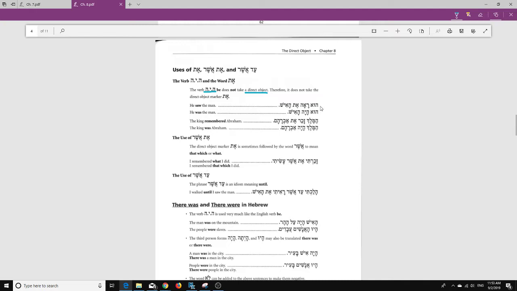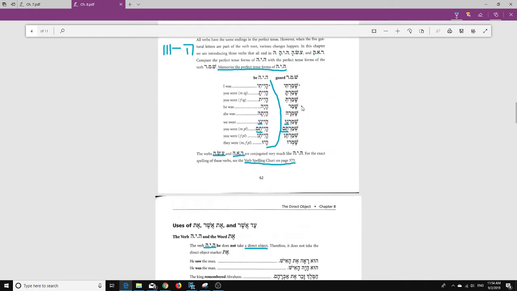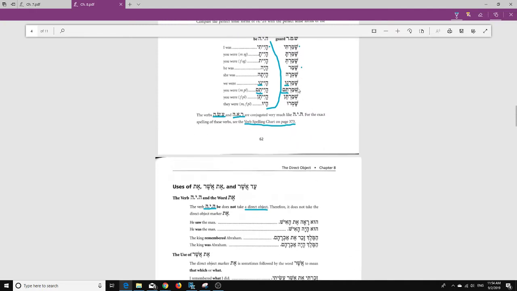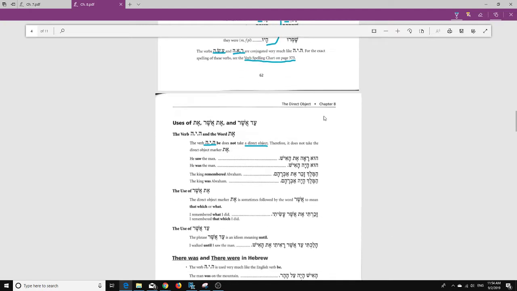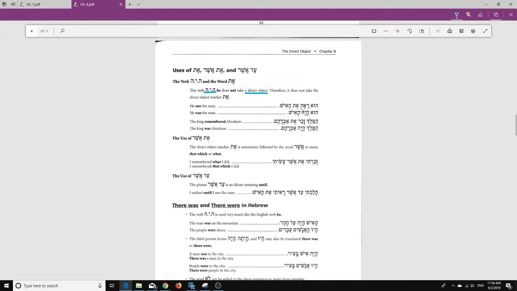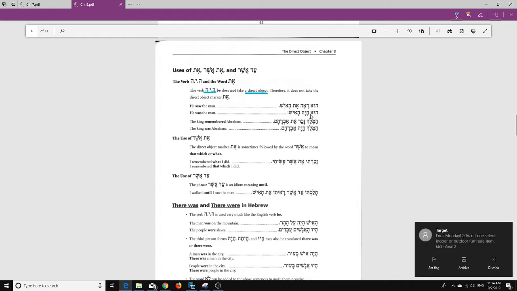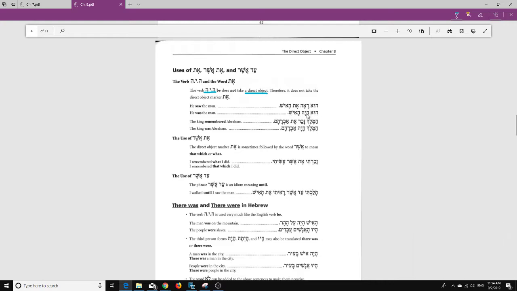Okay, so here we have hu ra'ah et ha'ish. So here's that ra'ah. Notice in this form it's basically the same as what you might have memorized for the 3MS, like shamar, but notice there is a comets here instead of the patak that you might normally expect. Okay, but that hey is still there, so great. This is good. So hu ra'ah et ha'ish. He saw the man. Hu haya ha'ish. He was the man. Notice there's no direct object marker there.